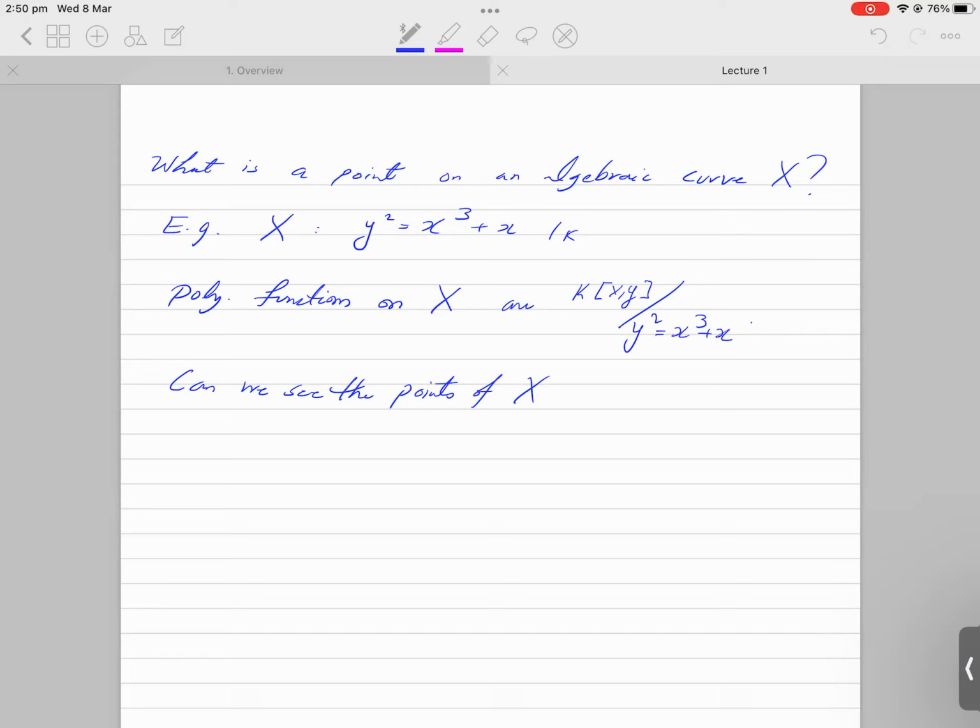Other questions or comments? You see, a point is somehow a topological concept. So if we want to do things algebraically, we have to translate everything from topology into algebraic terms. So can we translate the concept of point into algebraic terms, in terms of the ring of functions?